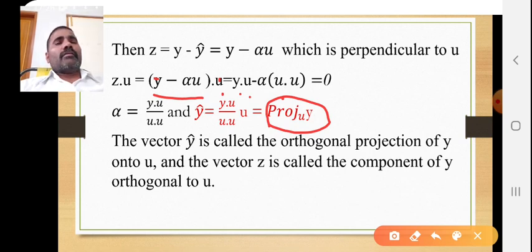Here the vector y cap is called the orthogonal projection of y onto u, and z is called the component of y orthogonal to u.